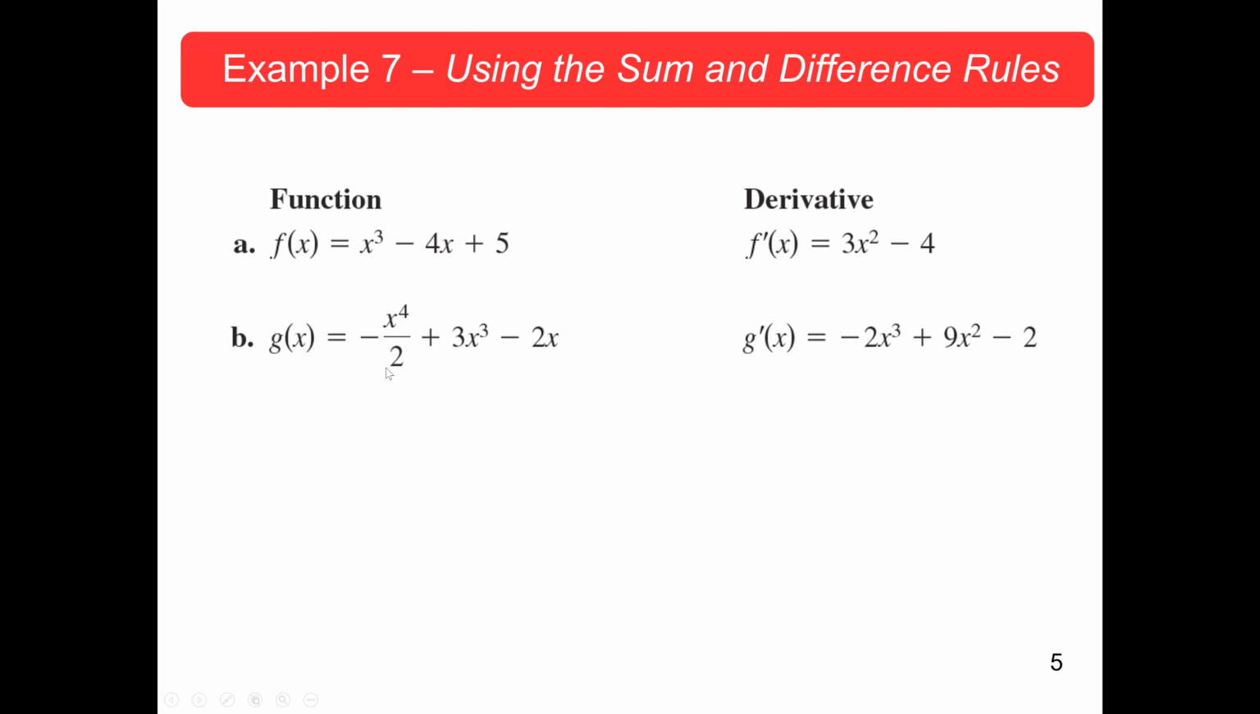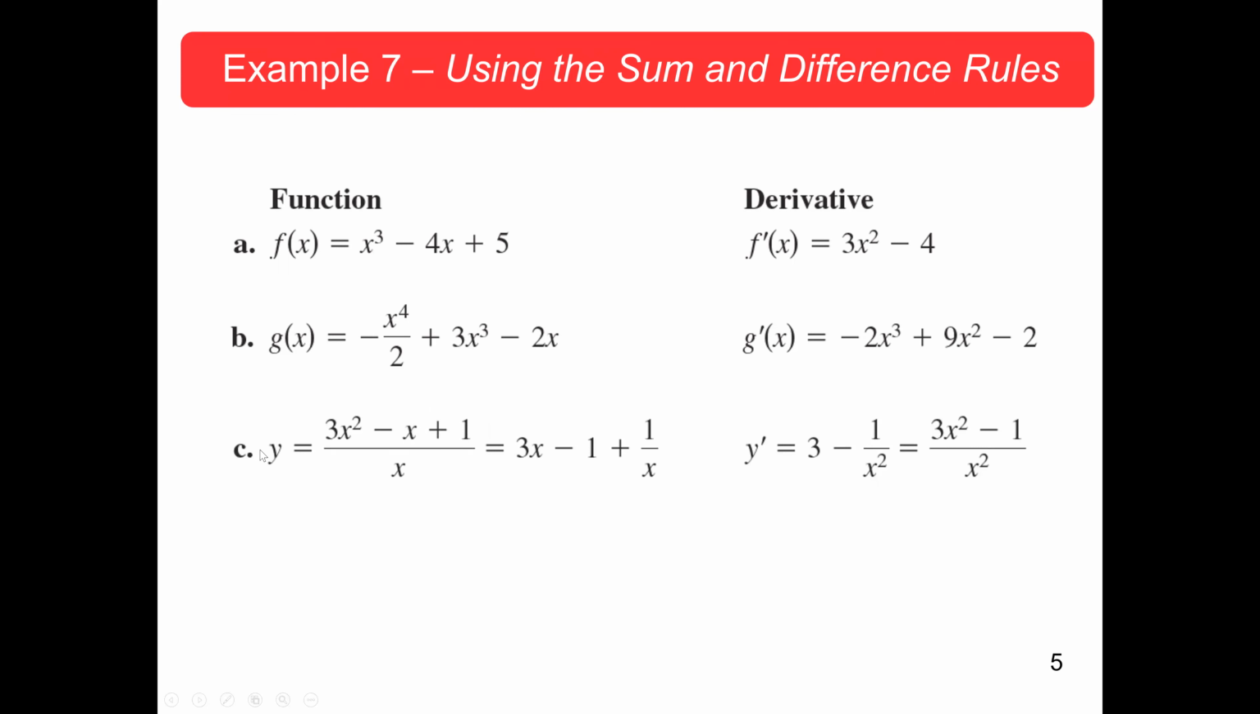So the derivative of negative x to the power 4 divided by 2 plus 3x cubed minus 2x will give us minus 2x cubed plus 3 times 3 is 9. 3 minus 1 is 2, so 9x squared. Then the derivative of minus 2x will give us minus 2.